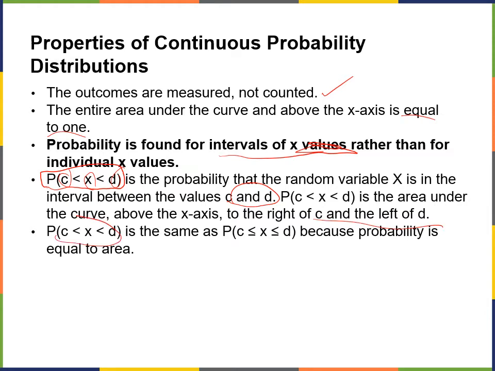This and this are the same, whether I use the or equal to or not. It's going to be the same thing, again, because we're not going to be calculating what happens at a single value. In an inequality, not having the or equal to means you don't include the endpoints. But in a continuous probability distribution, whether we have the or equal to or not, it's going to represent the same probability we're trying to calculate.